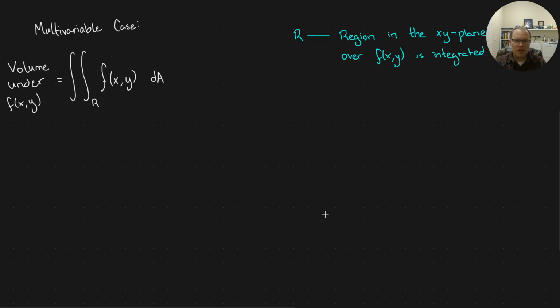So let's start by understanding the formula for one of these blocks. So if I have some surface, and I have just one block that I'm using to approximate the volume underneath this surface. Okay, just the one block.